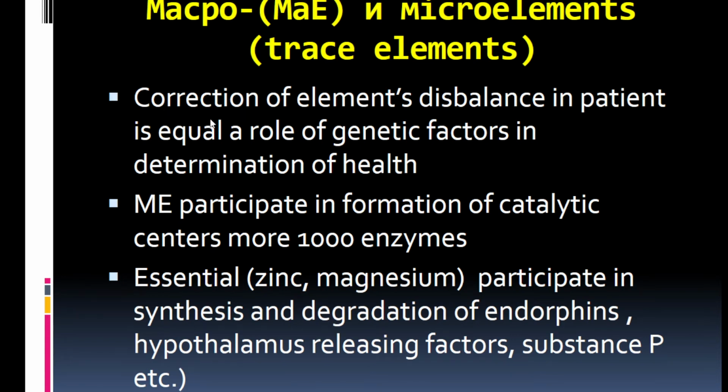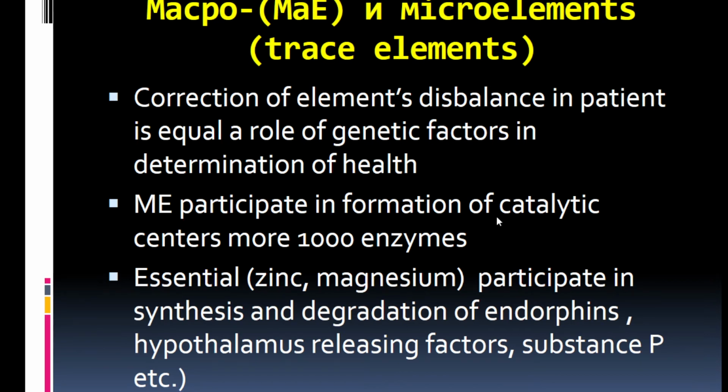It is very important to correct this disbalance because it is known that correction of element disbalance in a patient is equal to the role of genetic factors in determination of health. It's very, very important, a very important consequence of pollution of the external environment, and a very important conclusion for practical medicine, in order to correct this disbalance and correct the state of our health. And unfortunately we ignore this conclusion and the importance of this correction.